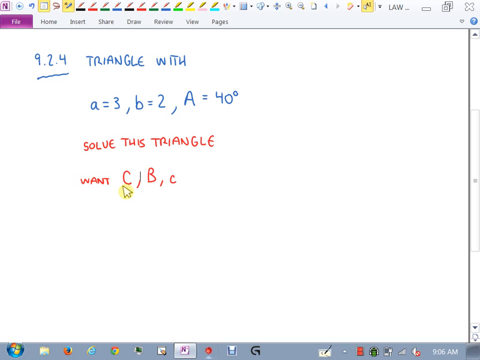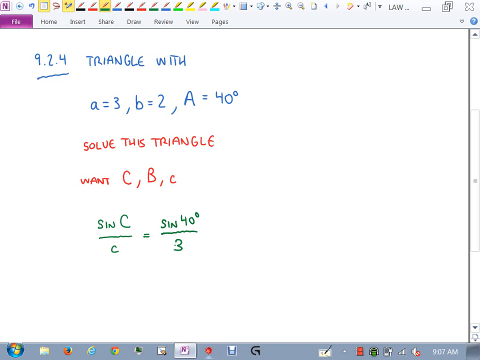What would we need if we tried to find capital C? What ratio would we use? Sine capital C over little c must be equal to, now what other one are we going to use? The information on B or A? A, because we have all the information for A, don't we? So we go sine 40 degrees over what?